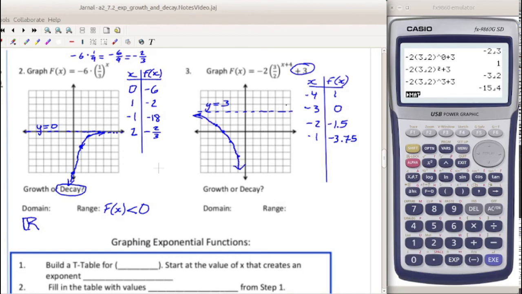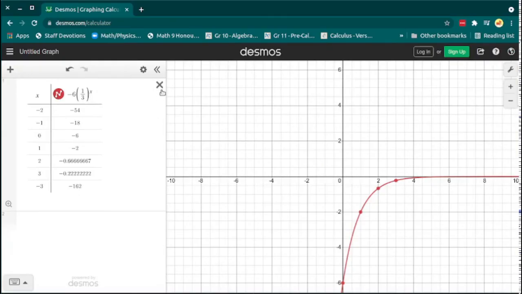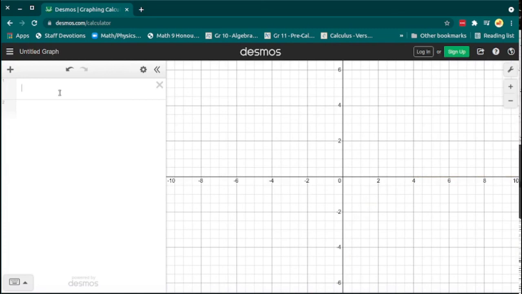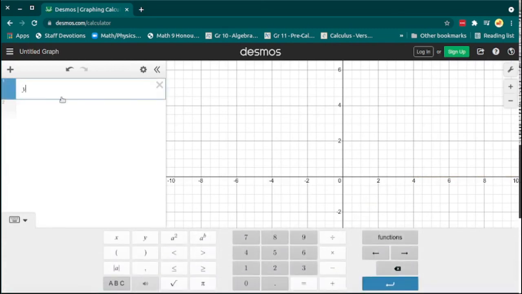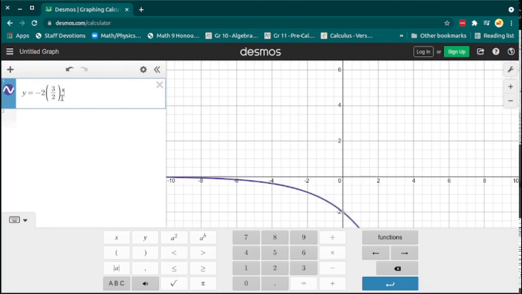So again, let's check how we could use Desmos to help us out with this. This is a bit more complicated function to type in, but we can still do it. I'm going to clear out one that was already in here, and y equals -2 times 3/2 to the power of, parentheses, x plus 4, plus 3.